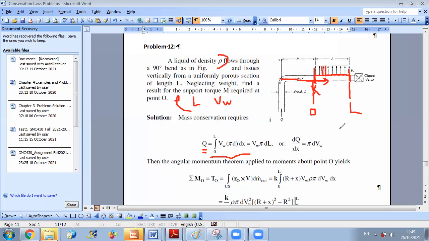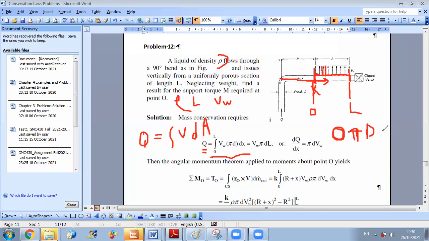for each circumference, what is the elementary area? You know that to calculate Q, you should do the integral. The formula is the integral of V dA. Now, what is the elementary area you can take here? The elementary area dA you can take here is pi d, which is the perimeter of the circle, times an elementary thickness dx.